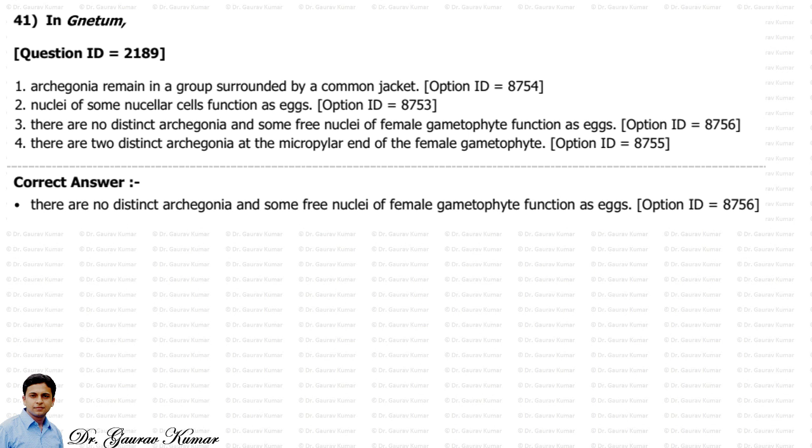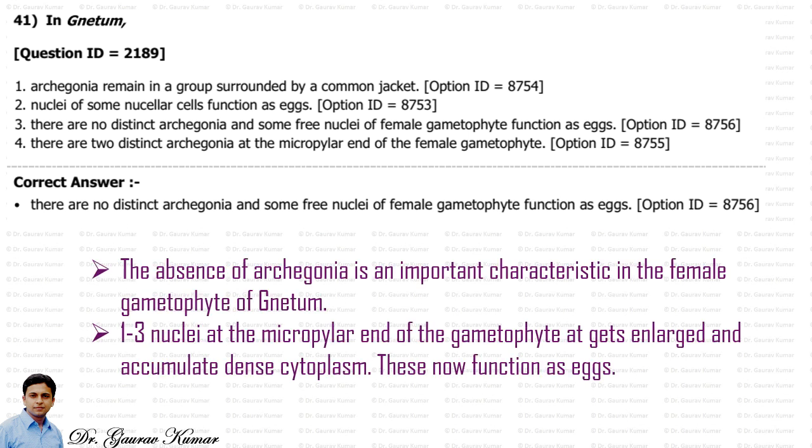Next question. They have given the options and the theory behind that. The absence of archegonia is an important characteristic in the female gametophyte of Gnetum. 1 to 3 nuclei at the micropylar end of the gametophyte get enlarged and accumulate dense cytoplasm. These now function as egg. So the option that there are no distinct archegonia and some free nuclei of the female gametophyte function as egg is correct.